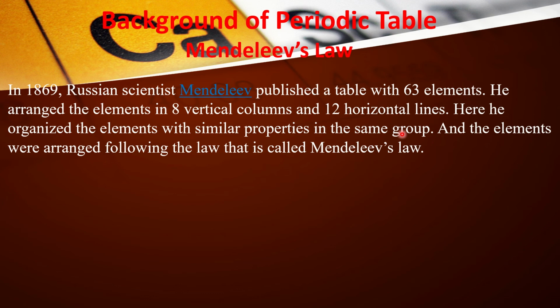Here he organized the elements with similar properties in the same group. He made the table with 8 vertical columns, that means 8 groups, and 12 horizontal lines, 12 periods. The elements were arranged following the law that is called Mendeleev's law.